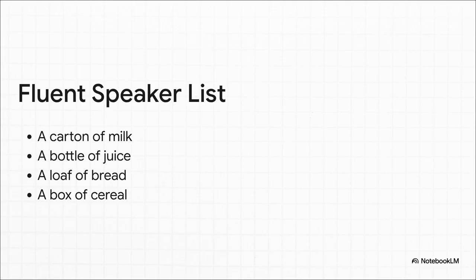So let's upgrade this to what we could call the fluent speaker shopping list. Instead, you'd say, "I need to buy a carton of milk, a bottle of juice, a loaf of bread, and a box of cereal." There it is. That's the practical, everyday use of everything we just talked about, and it makes all the difference in the world.